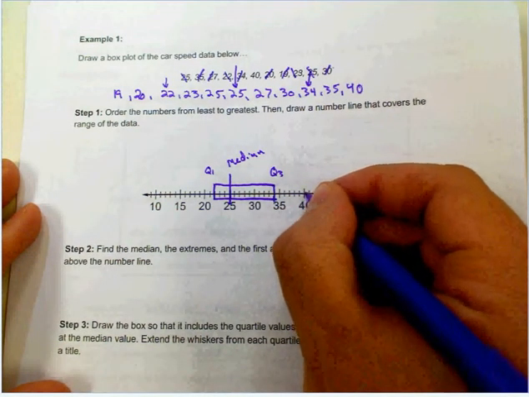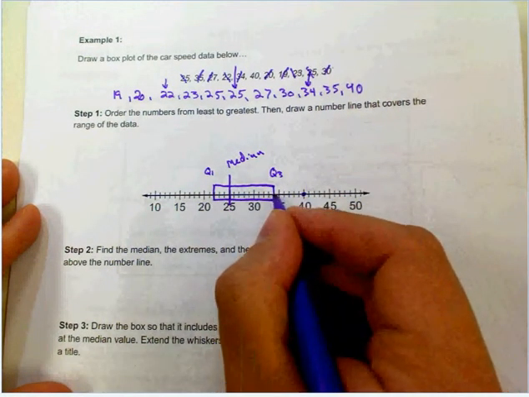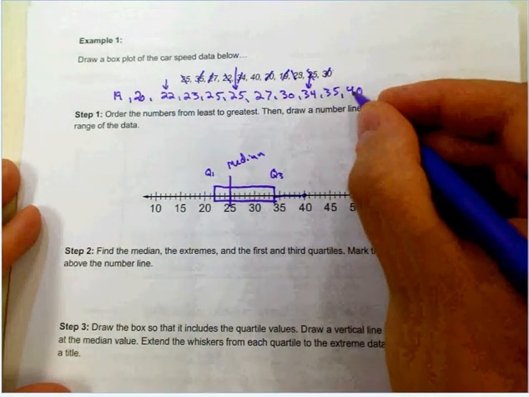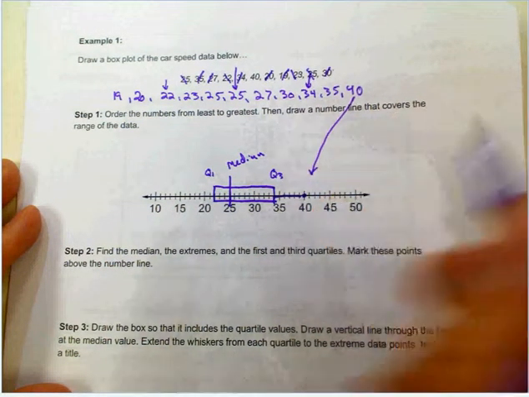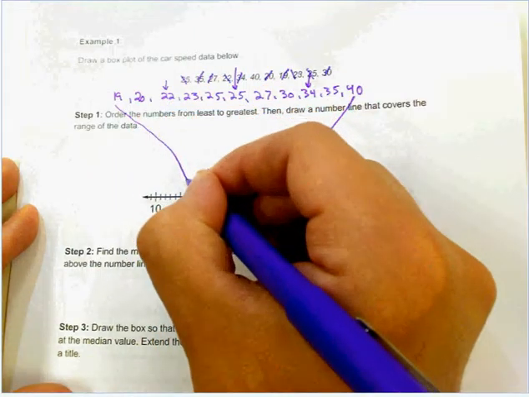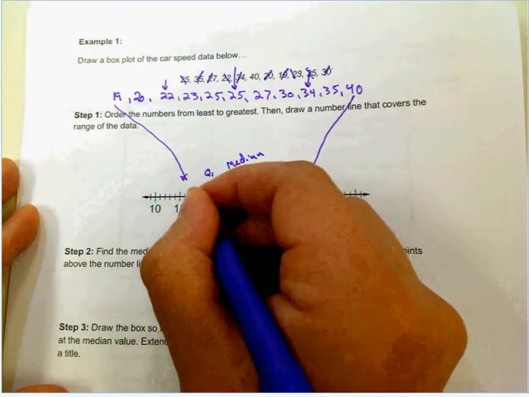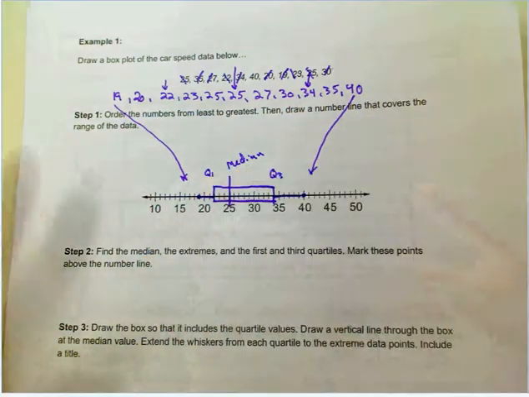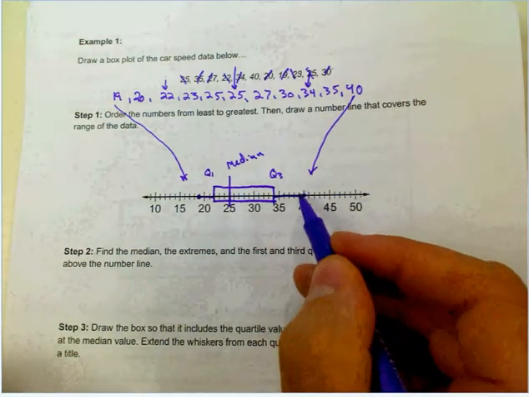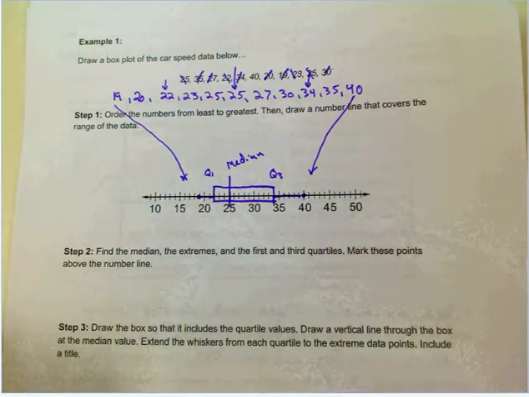Then I'm going to draw a dot on my 40. There's my whisker. We do 40 because it's our largest number. We're going to do 19 because it's our smallest number. And we're going to draw our lines there. Notice this whisker is longer than this whisker.